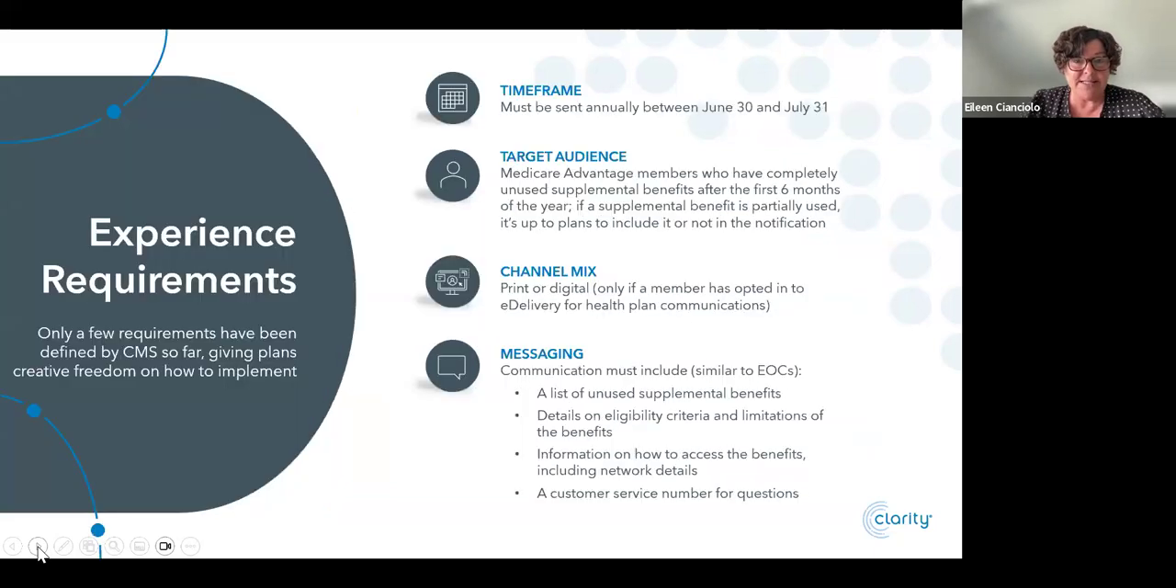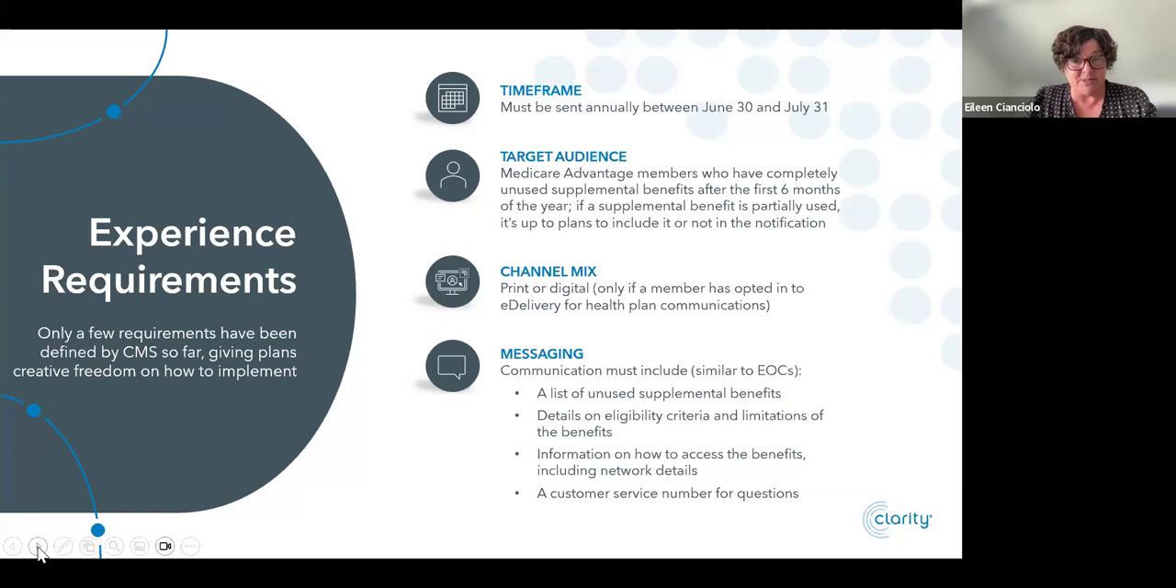So as we go on to the next slide. There are not a ton of requirements around this, like many of you know about the M3P, right? CMS was very descriptive and prescriptive as far as what the template needs to look like and what information is in it. Not yet for this, and may not be. This is high-level guidance that they've given. The timeframe's clear. Like I said, June 30th to July 31st it has to be sent out.